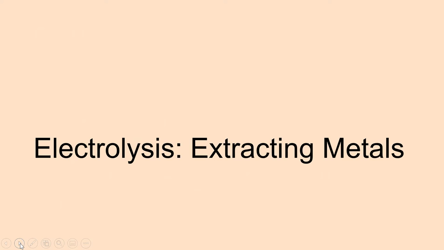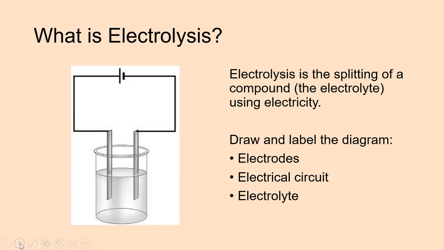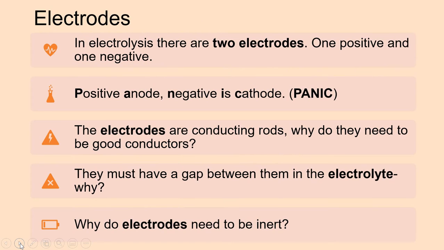So, this is your title for today's lesson. I'm first of all going to recap the stuff we did in the last lesson of term and then go on to some new stuff towards the end. First of all, we looked at what electrolysis was, and electrolysis is the splitting of a compound using electricity. And we drew and labelled this diagram in our books.